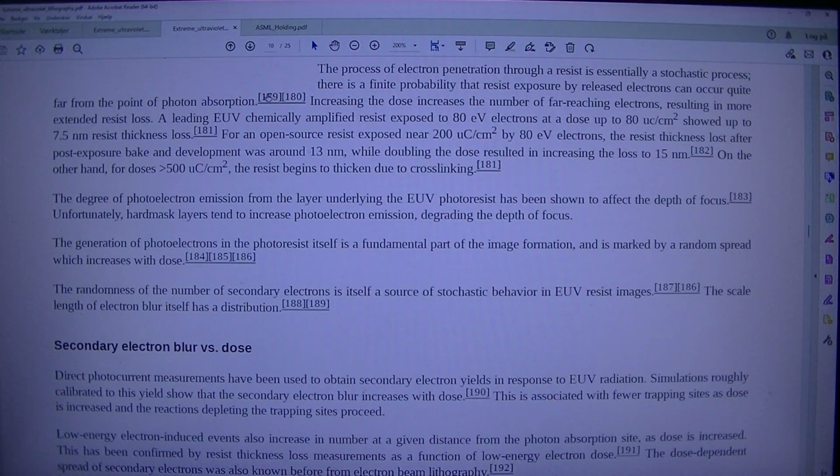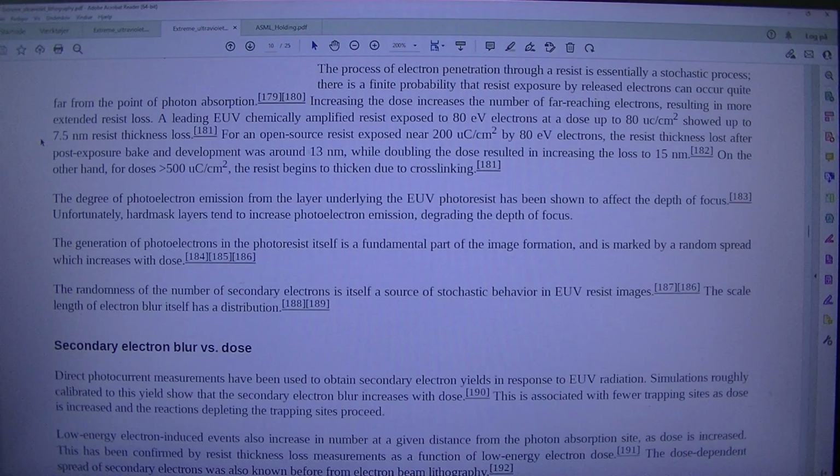178. The process of electron penetration through a resist is essentially a stochastic process. There is a finite probability that resist exposure by released electrons can occur quite far from the point of photon absorption. 179, 180. Increasing the dose increases the number of far-reaching electrons, resulting in more extended resist loss. A leading EUV chemically amplified resist exposed to 80 eV electrons at a dose up to 80 µC/cm² showed up to 7.5 nm resist thickness loss.